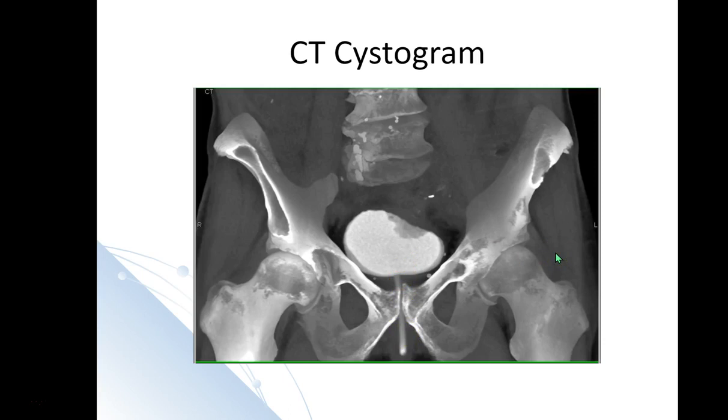Here's what I'm talking about with a filling defect. You can see all of this is normal, and then wait a minute, the contrast isn't filling this part of the bladder because it's likely a tumor. And so you see that kind of irregular shape, that's called a filling defect. And again, we'd be concerned that that could be a tumor.